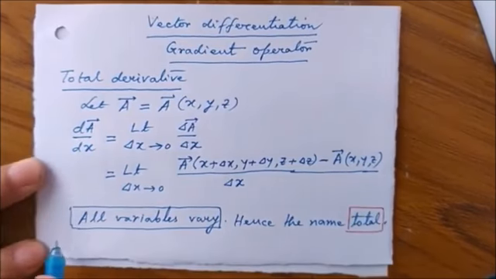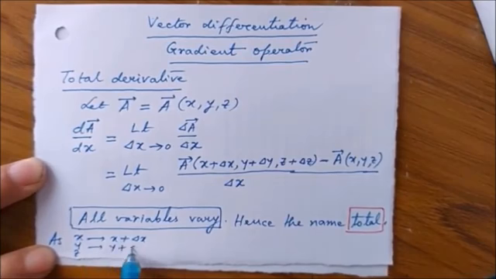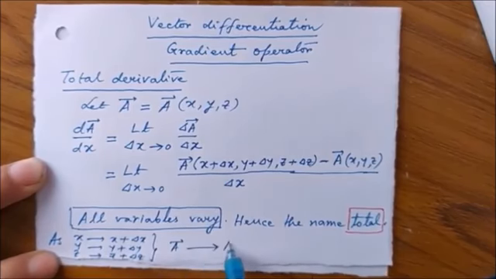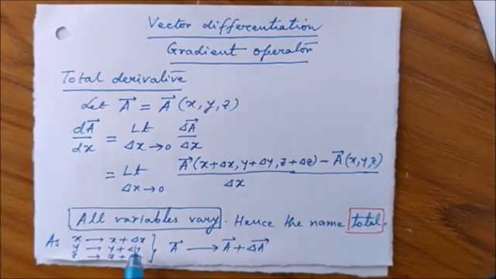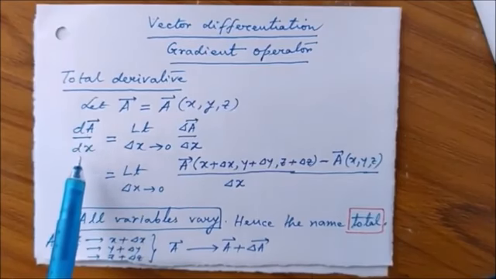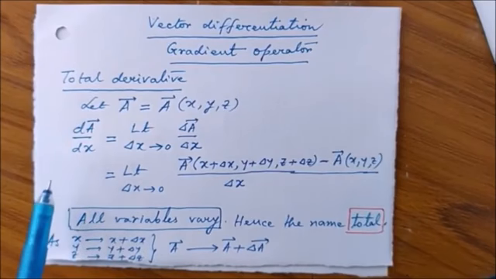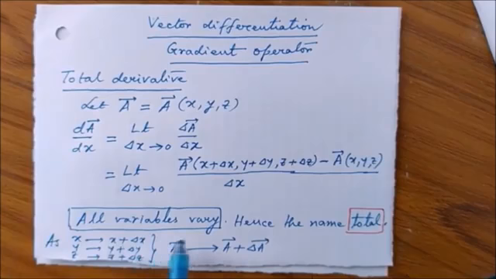And obviously, as x, y and z go to x plus delta x, y plus delta y and z plus delta z, vector A shifts to vector A plus delta A. And the ratio of vector delta A by delta x as delta x tends to 0 is defined as the total derivative of vector A with respect to x. So it is the variation of vector A per unit variation in x as delta x tends to 0, as all variables vary.